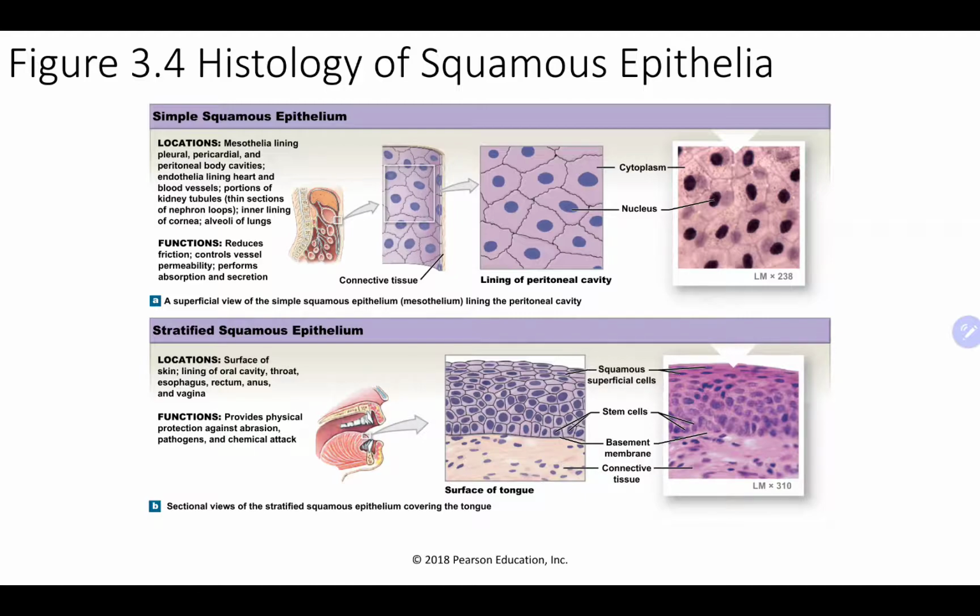So, for example, simple squamous epithelium, that could be found right in that mesothelial lining, right? That pleural, the parietal, and the peritoneal body cavities. And that's just, again, 1 cell layer of this squamous shape, okay? But stratified squamous epithelium, right? So stratified squamous epithelium is going to be multiple layers. You can see how there's multiple layers, right? And you're going to find this on the surface of the skin, okay, lining the oral cavity.